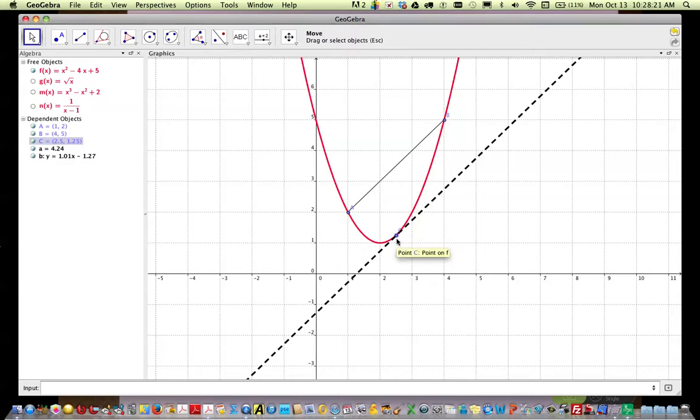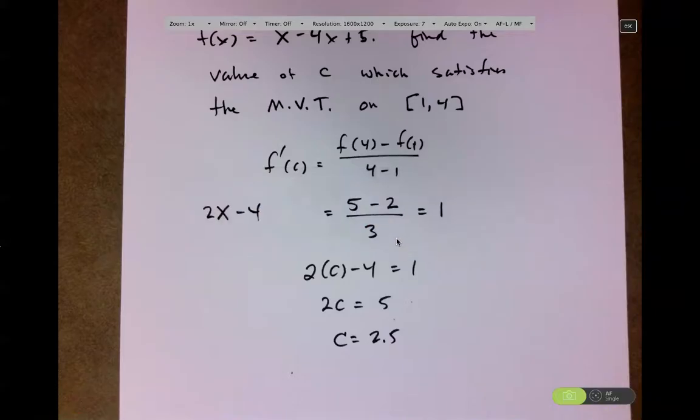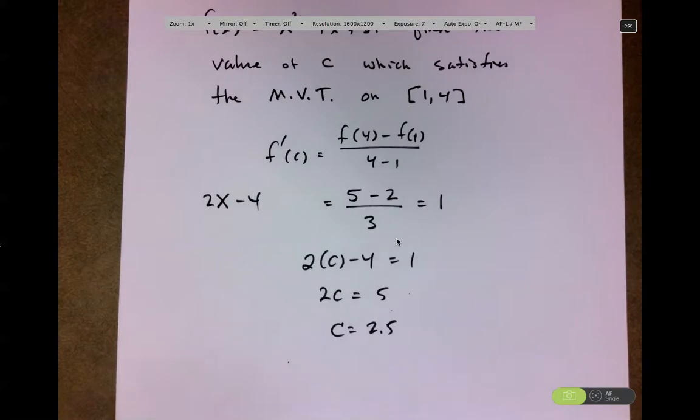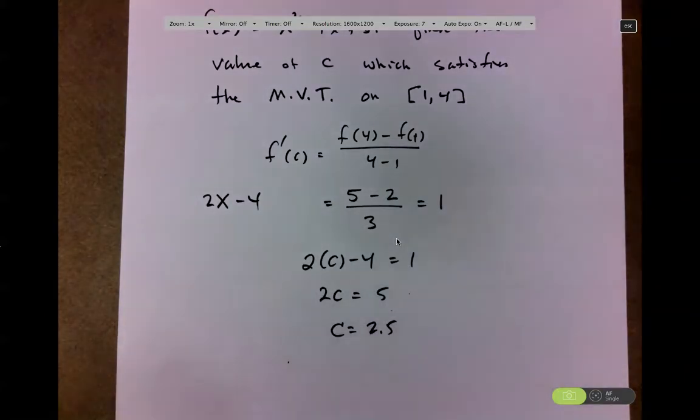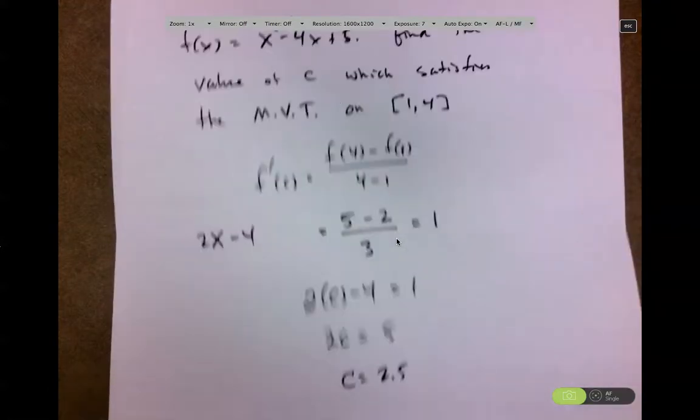Right, and that's exactly what our work indicated as well. So we go back here and see that that happens at c equals 2.5. There's a point where the tangent line is parallel to the secant line. Okay, let's try another one.